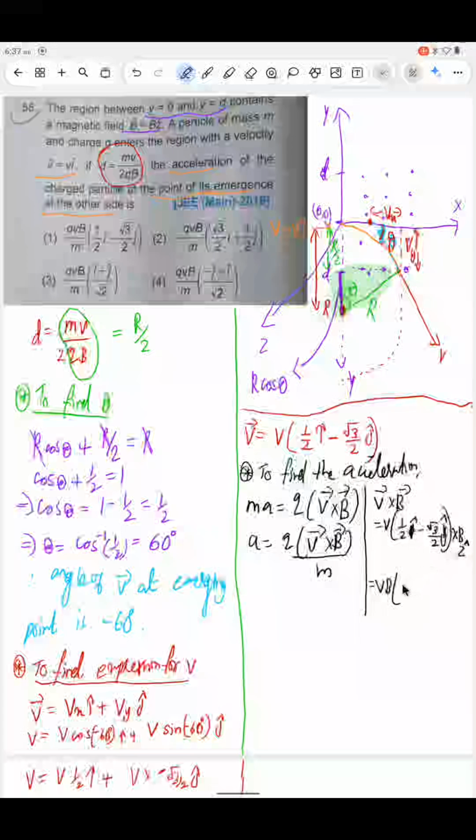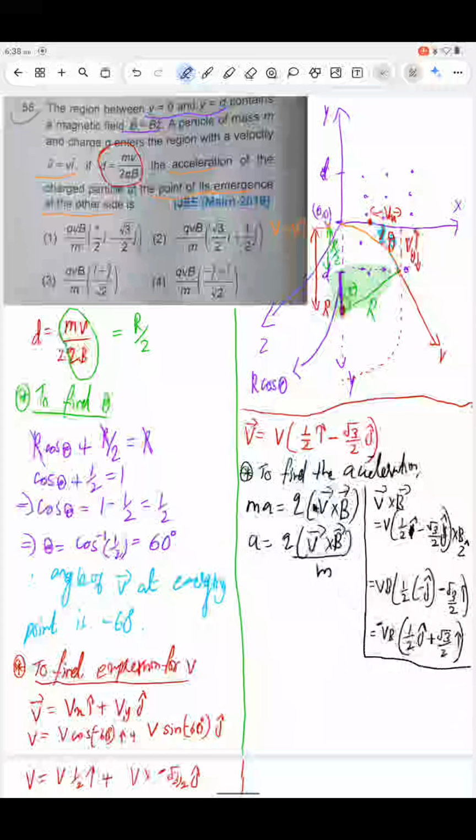i cross z will be minus j. So 1 by 2 into minus j cap, minus root 3 by 2 into j cross z, which is i cap only. You already know how to find out the vector product, so I'm not getting into that one. vb, both are minus, so take minus outside. So you'll be getting 1 by 2 j, and minus is taken, so it will be plus root 3 by 2 i cap. So we got the value of v cross b.